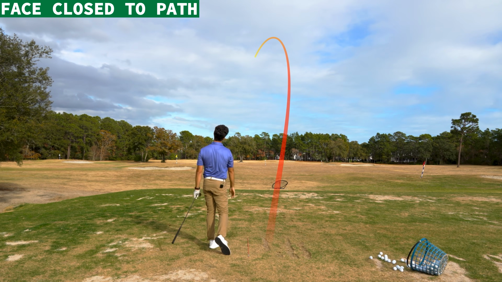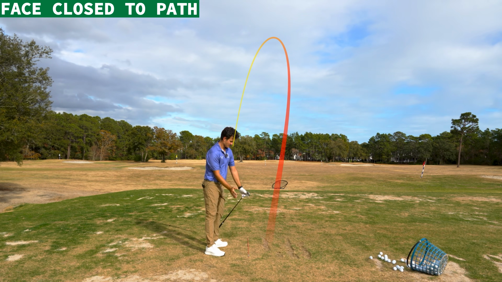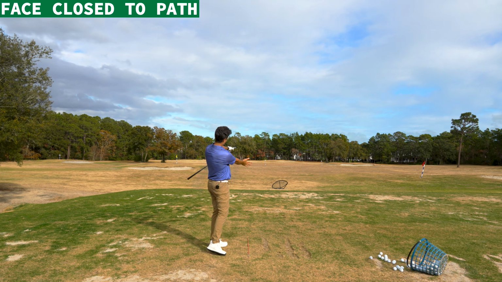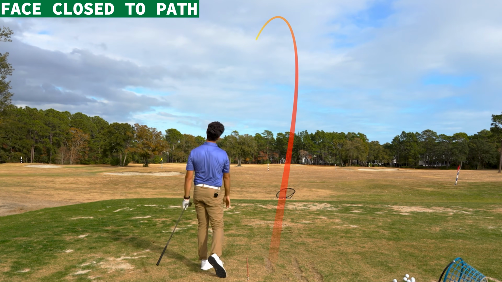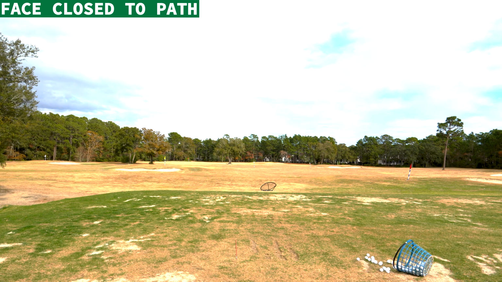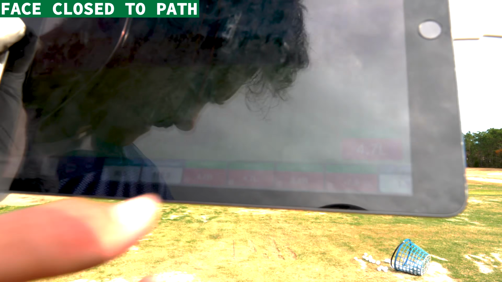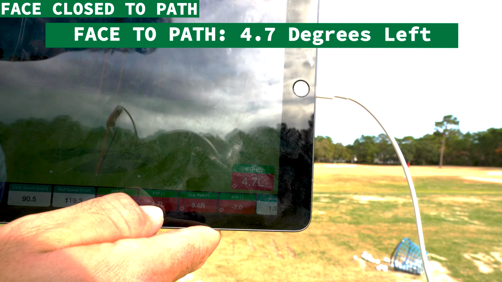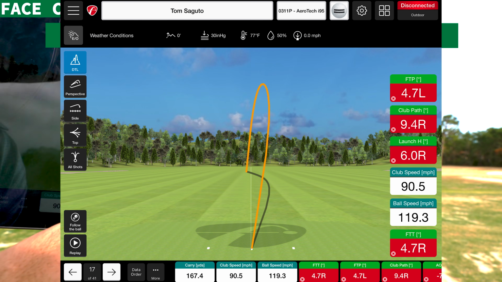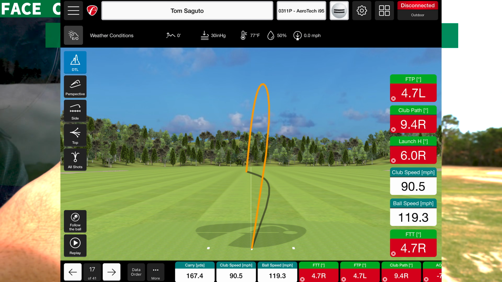So on that swing, I have my path aligned way more out to the right, and you can see the ball curving a lot to the left. And the key number here is that face to path number right here, FTP, 4.7 degrees left. So that face is close to the path and it's going to draw.